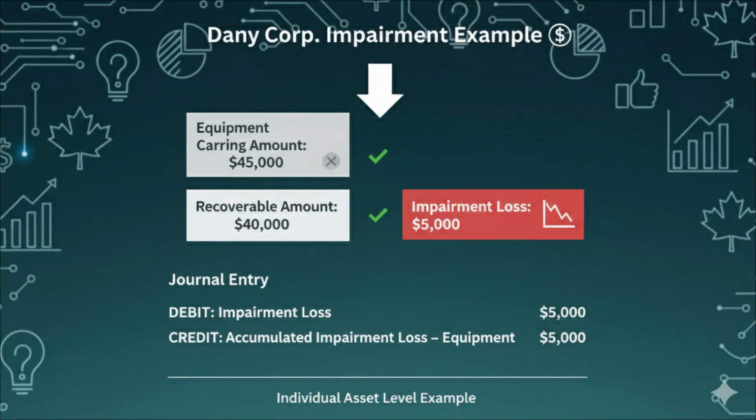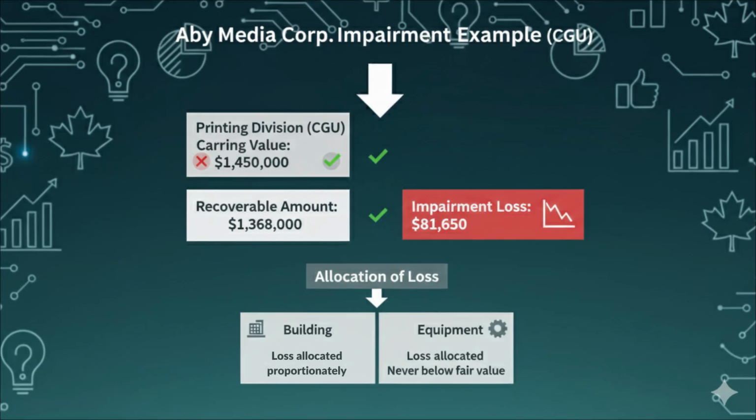But what happens when impairment applies to a group of assets instead of just one item? Let's see. AB Media Corp has a printing division. The entire printing division is treated as a CGU, with a carrying value of $1.45 million. The recoverable amount, based on discounted cash flows, is only $1.368 million. That's an $81,650 impairment loss. And because this applies at the CGU level, the loss must be allocated to the assets in the division proportionately, usually to the building and equipment, but never below fair value.